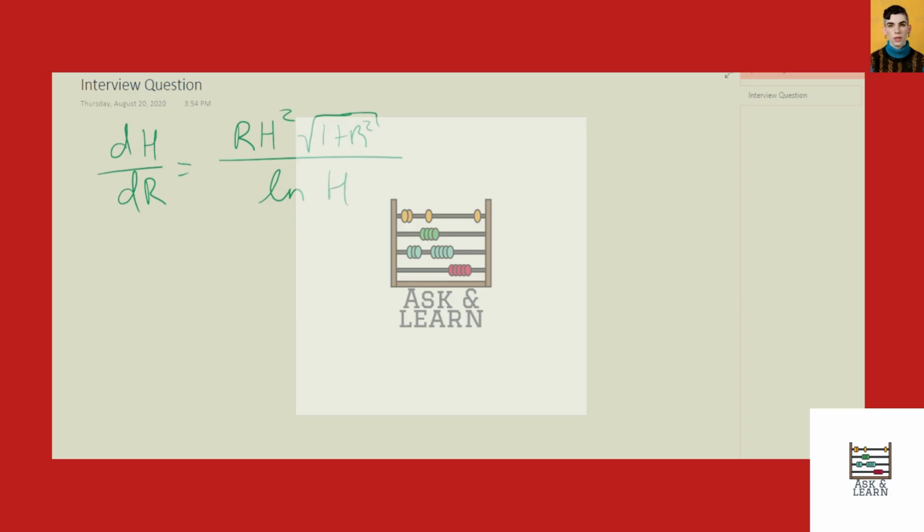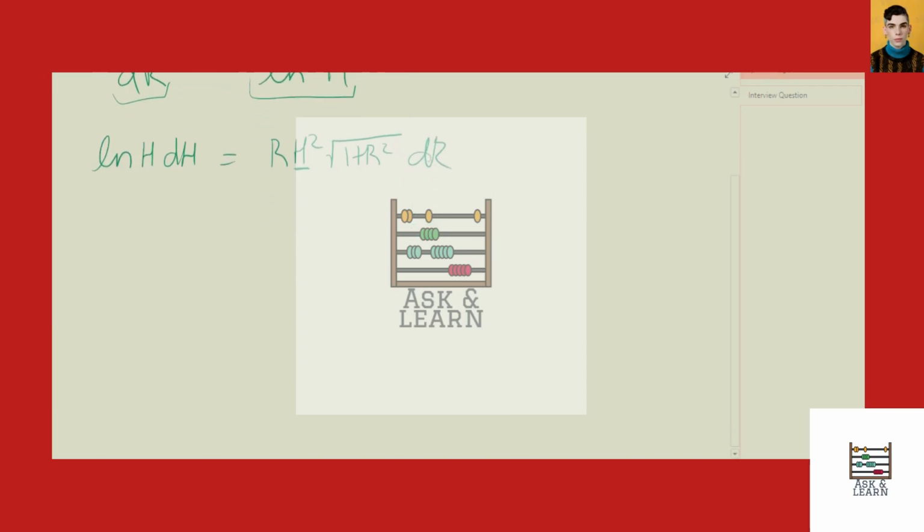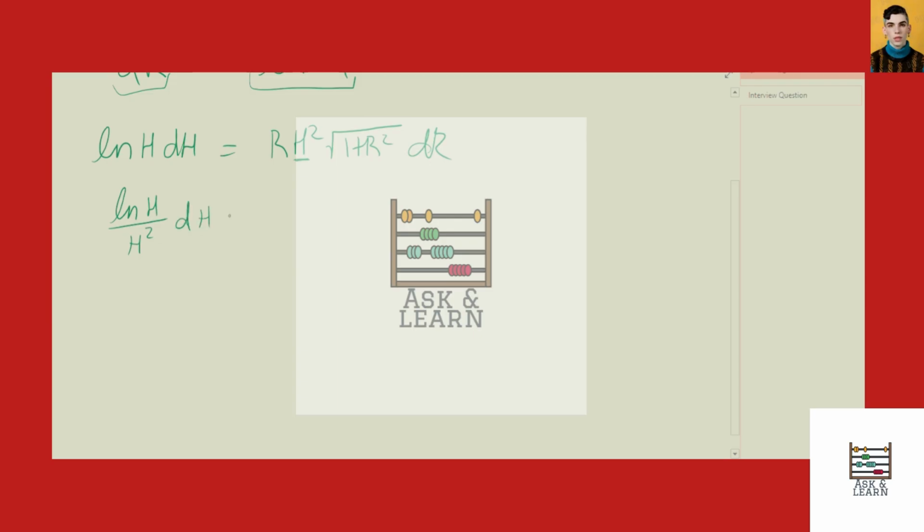So I'm going to start off by multiplying dh and dr, or natural log of h, to both sides. So we're going to have natural log h dh equals r h squared over 1 plus r squared dr. And we're also going to divide by h squared on both sides. So we're going to have ln h over h squared dh equals r over 1 plus r squared dr. All right.